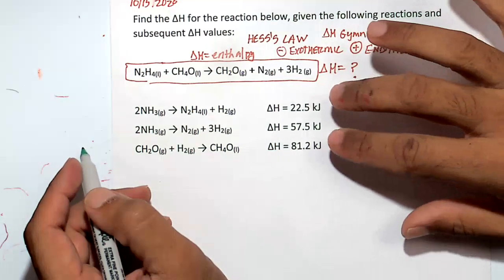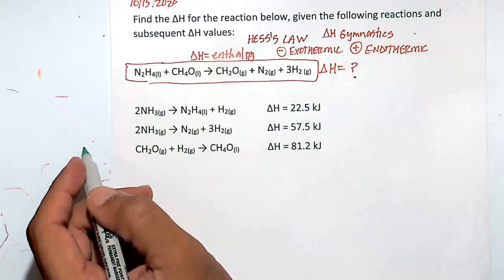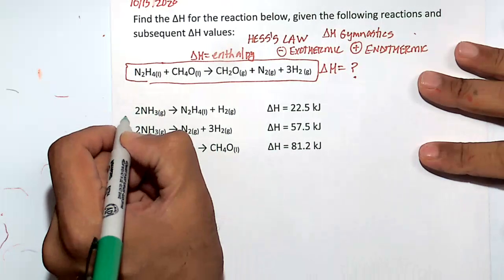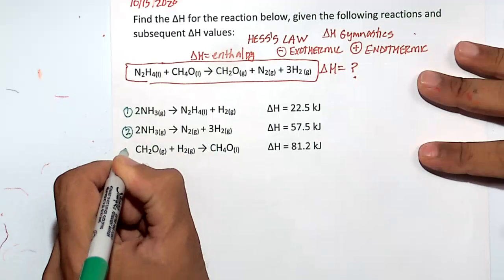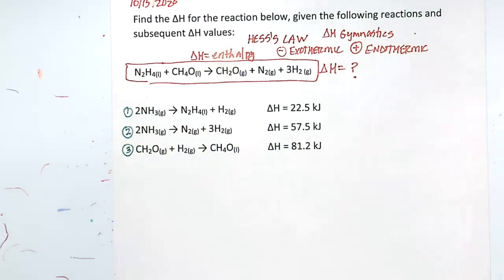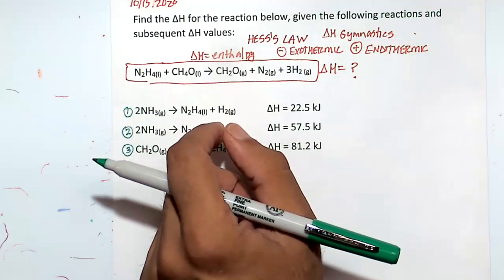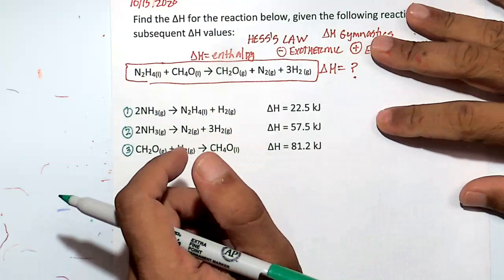So, what gymnastics can we do here to get to this? That is what Hess's law is all about. So let's just start here. Let's just label these reactions 1, 2, and 3. Reaction 1, reaction 2, and reaction 3. Here's how I do it. I'm sure other people can tell you differently. Just let me tell you how I do it.